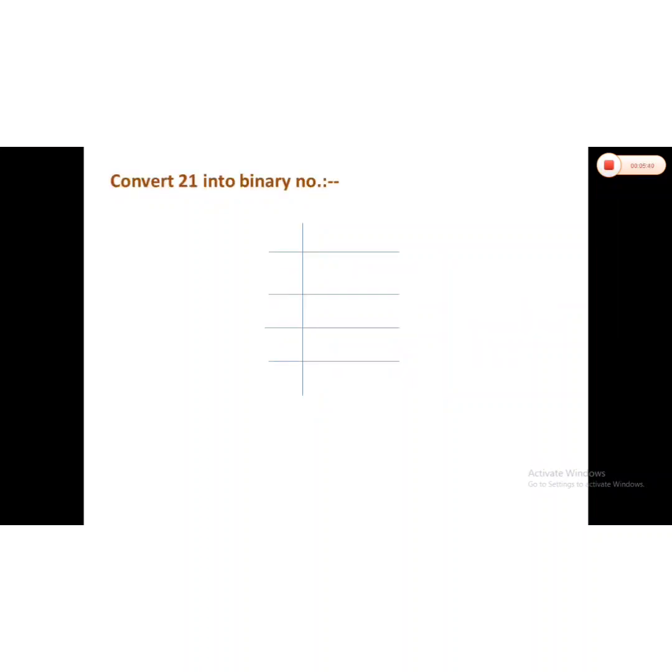Let's take another example, that is 21. Simply here you have to do the same thing. You need to divide this by 2. Whatever the quotient, you need to write it down, 21, and the remainder on the right side. Again divide this by 2, quotient down, 10, the remainder on the right side.